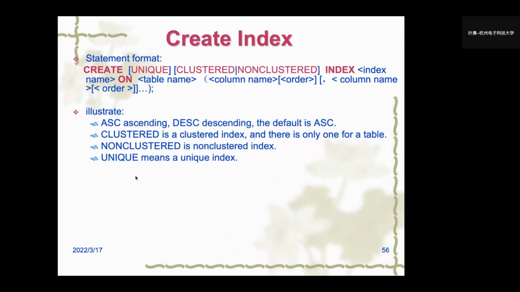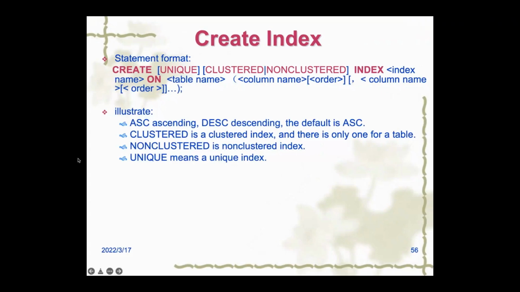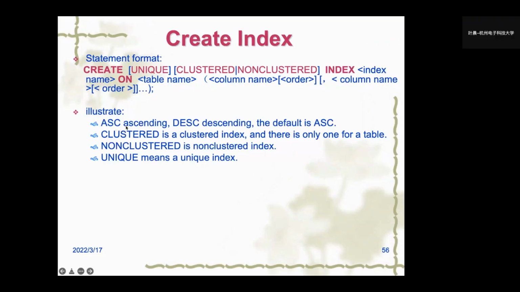And here we give some instruction. ASC represents ascending, and DESC represents descending, and the default also is ASC, ascending. And CLUSTERED is a clustered index, and there is only one for a table. And NONCLUSTERED is a non-clustered index. And UNIQUE means a unique index.